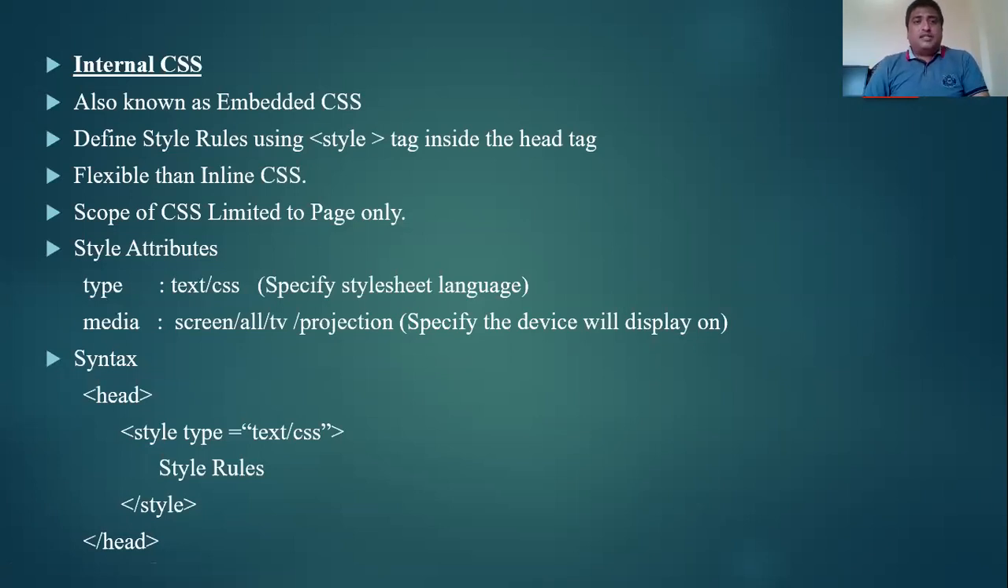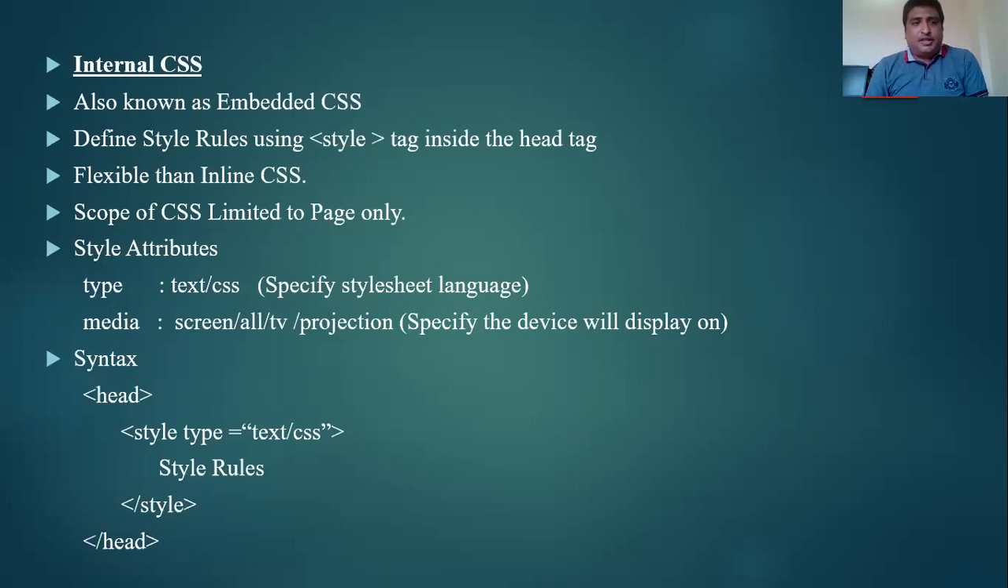Scope of CSS is limited to the page only. So whatever style properties we define in a head tag are limited to that particular page. We cannot use those properties on other pages. Style attributes: the important ones are type, where we specify type is equal to text slash CSS, and media, where we specify whether we want to display this style on screen, on TV, or on projection. In an example, in a head tag, we write the style tag with attribute type is equal to text slash CSS and the text that we want to display.